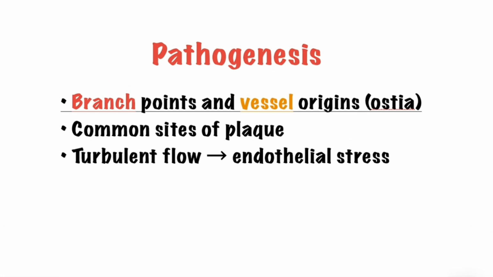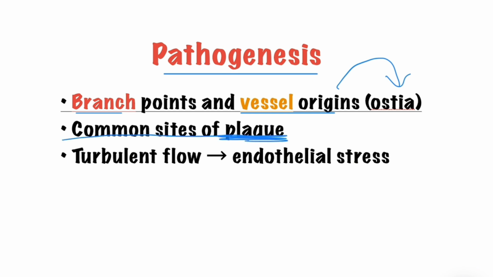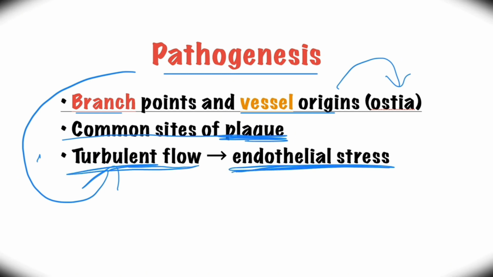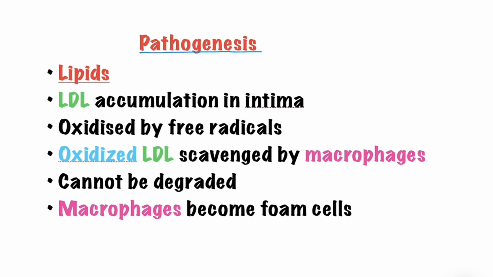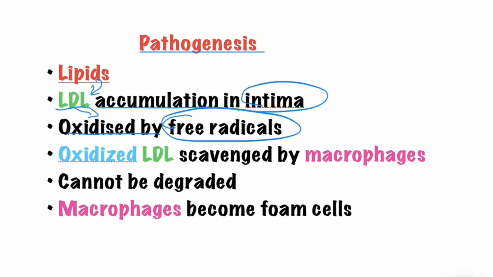In the pathogenesis of atherosclerosis, the main sites are branch points and vessel origins, which are the ostia. These are the common sites of plaque formation. Atherosclerosis mostly occurs in turbulent flow, not in steady flow, because turbulent flow can cause endothelial stress and damage the lumen. In the pathogenesis, the bad lipoprotein, low density lipoprotein, accumulates in the intima, and that LDL is oxidized by free radicals. When the LDL is oxidized by free radicals, it is scavenged by macrophages. When a macrophage takes up this oxidized LDL, it cannot be degraded by the macrophage, and the macrophage becomes a foam cell.